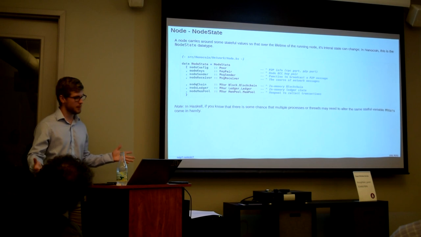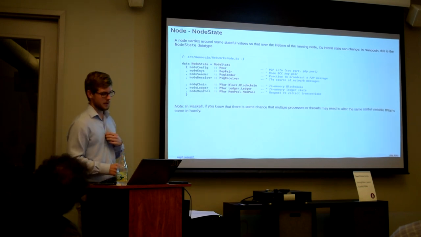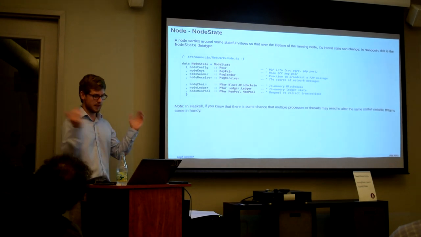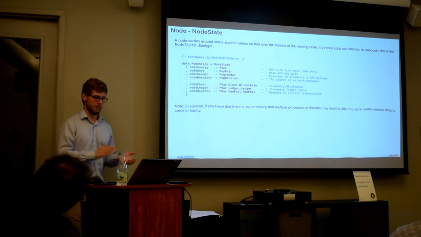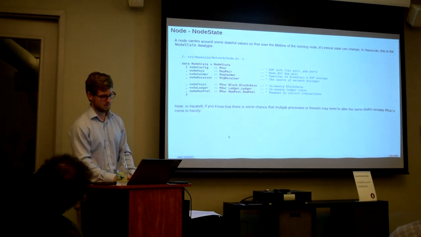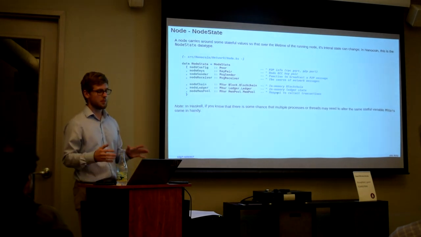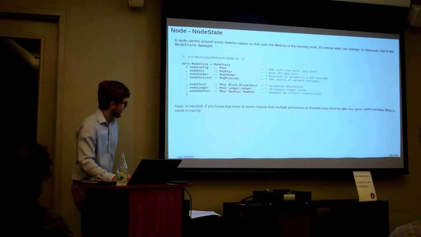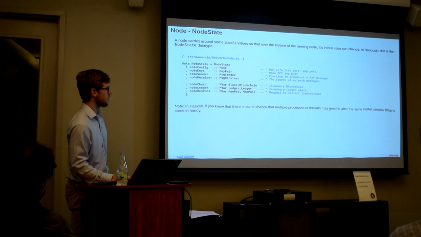There's several ways to implement this. I like to use MVars because they're quite simple in this scenario where you have a single process. I know that there are no multiple processes interacting with this variable, and if I wanted to extend it, I could, because MVars are safe in some minor way. If you don't get too complex with them, they're quite safe for multiprocessing. So I wrote that down here: there's some chance that multiple processes or threads may need to alter the same state.